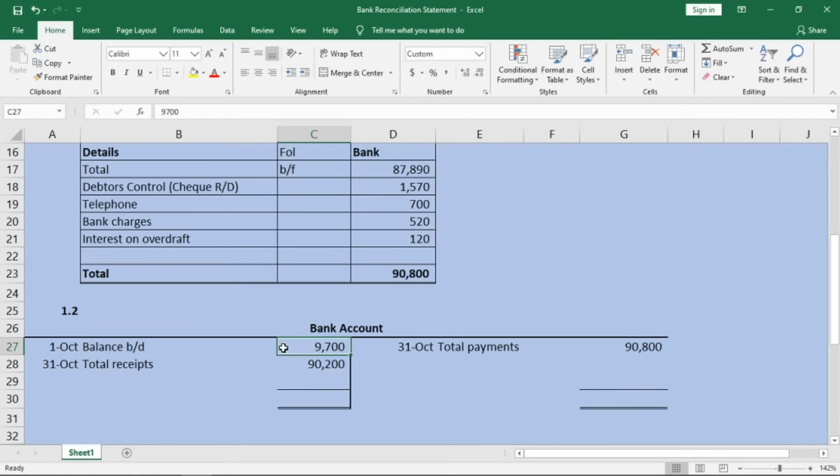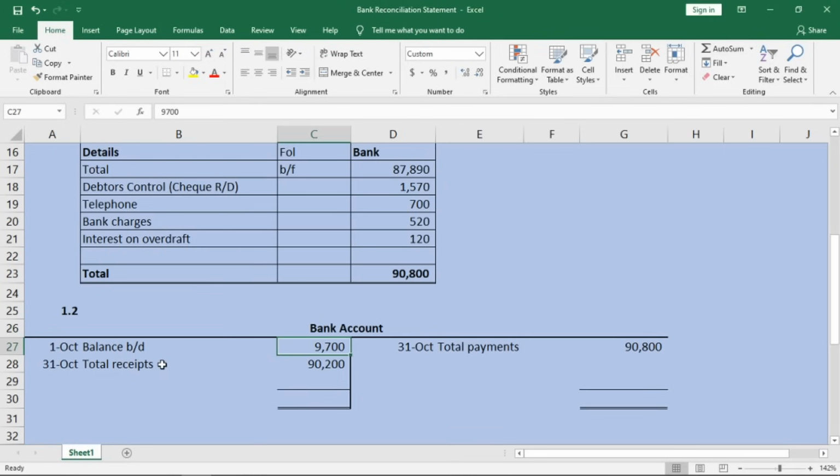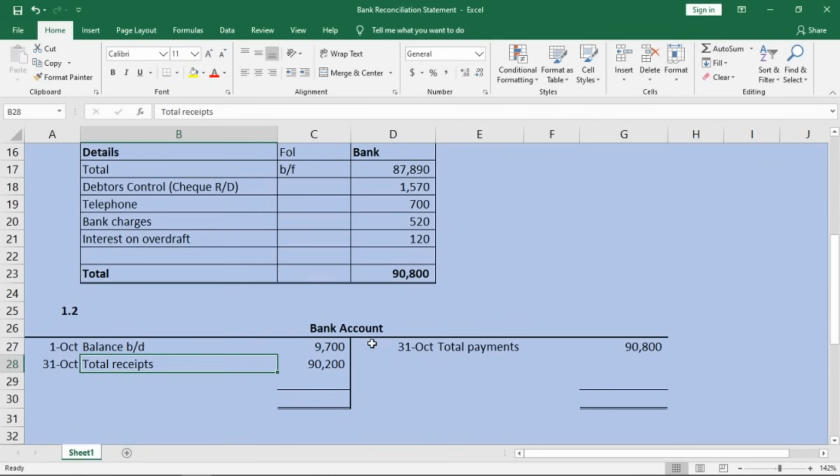So this is what you do when you're asked to do the bank account general ledger. You put the balance brought forward as you are told in the additional information here. Balance account as on the 1st of October, you put that amount. And then total receipts, you take it from the cash receipts journal, which you'll have completed. And then cash payments journal, you put it on the credit side as 90,800, which you'll have completed as well.